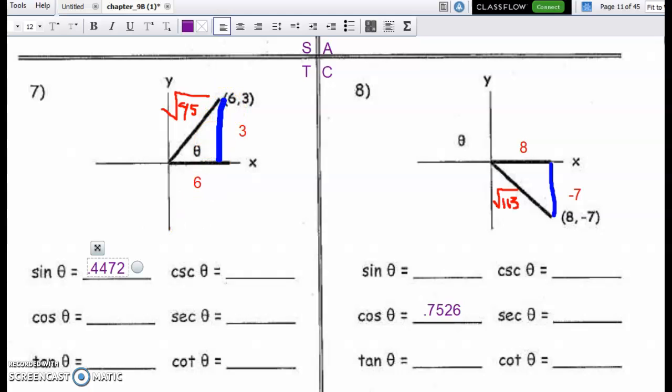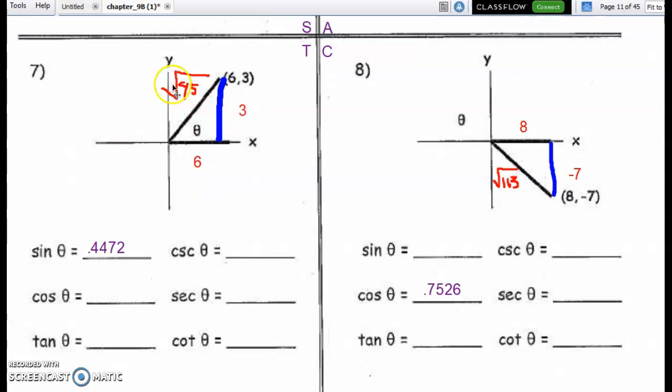We always drop down a perpendicular right here. And we went over 6 and up 3. Well, when we square 6 and 3, you get 36 plus 9. That gives you the square root of 45. So the hypotenuse is the square root of 45. And if we want the sine, well, then we want 3, the opposite side over the hypotenuse, and that comes out to this decimal right there.